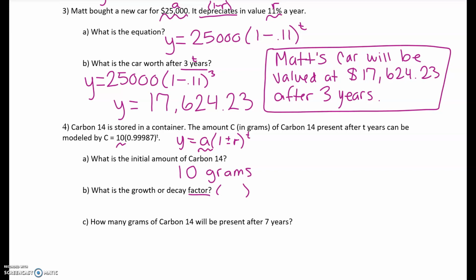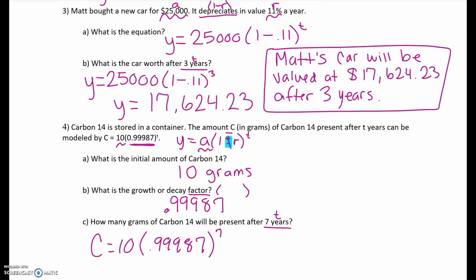So here, notice how that number is smaller than 1. Well, the only way you can get to smaller than 1 would be if here we were actually just using the minus sign. So I needed it to be less than 1. So that value inside ended up being 0.99987. And then the final question here is how many grams of carbon-14 will be present after 7 years? So we're just going to plug that in for T. So 10 times 0.99987 to the 7th power.